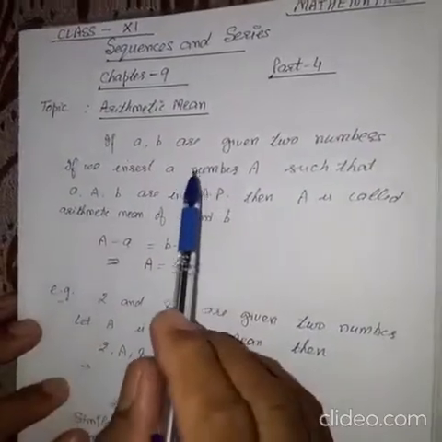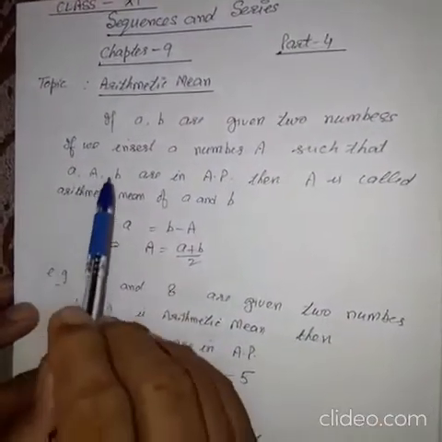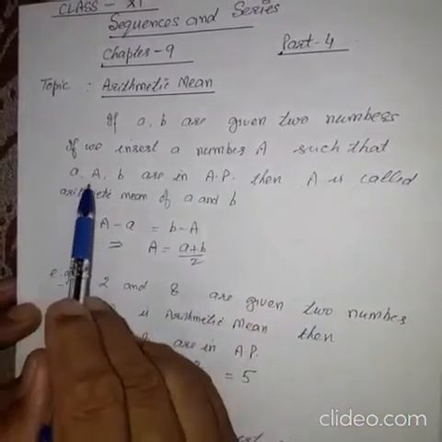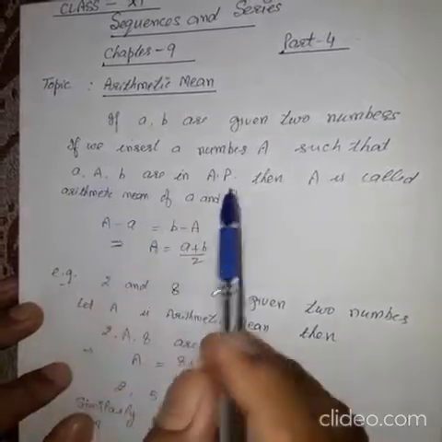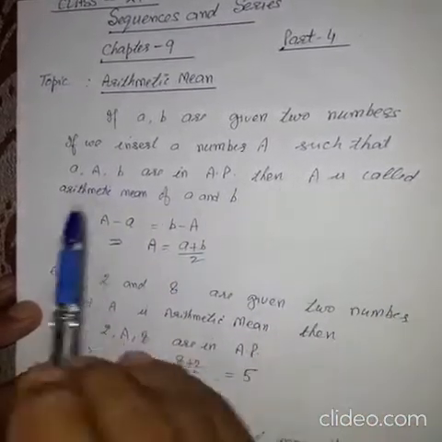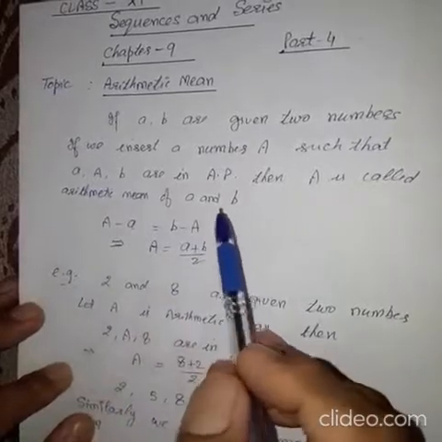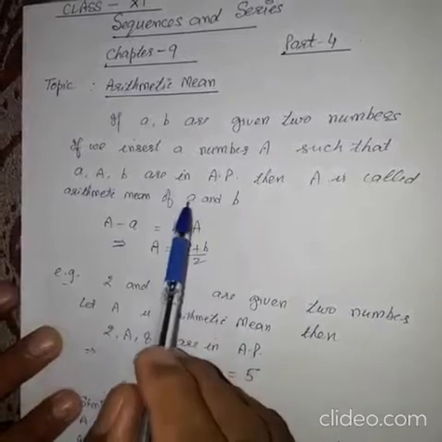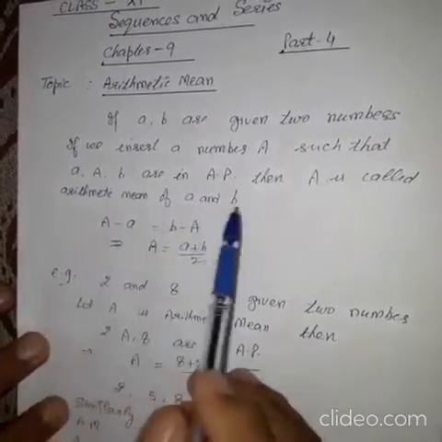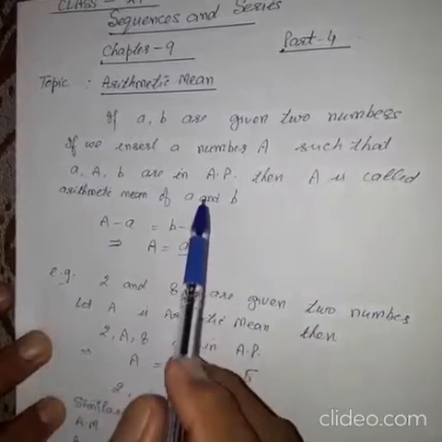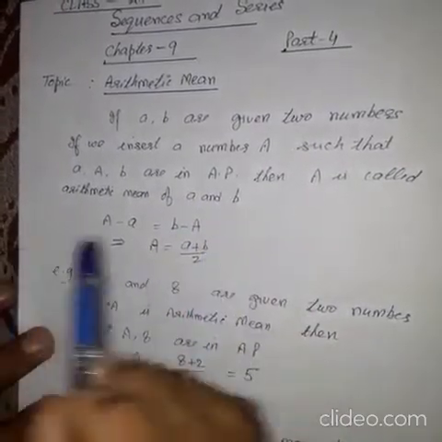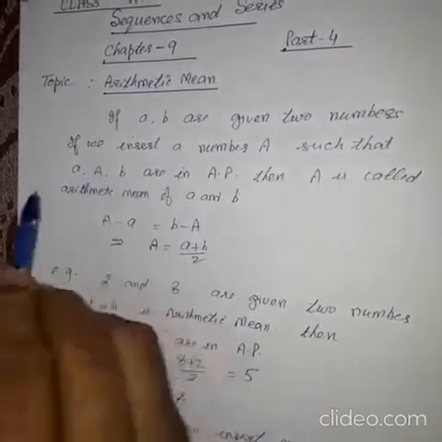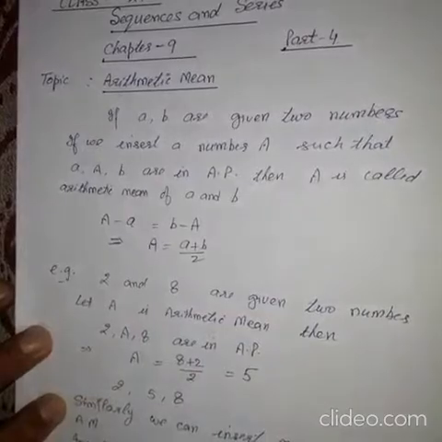If a and b are two given numbers and if we insert a number capital A such that a, capital A, b are in AP, then A is called the arithmetic mean of a and b. It means if you insert any one number between a and b such that these three numbers become an AP, then the inserted number will be the arithmetic mean. This capital A, between small a and b, is the arithmetic mean, and let's change the name.